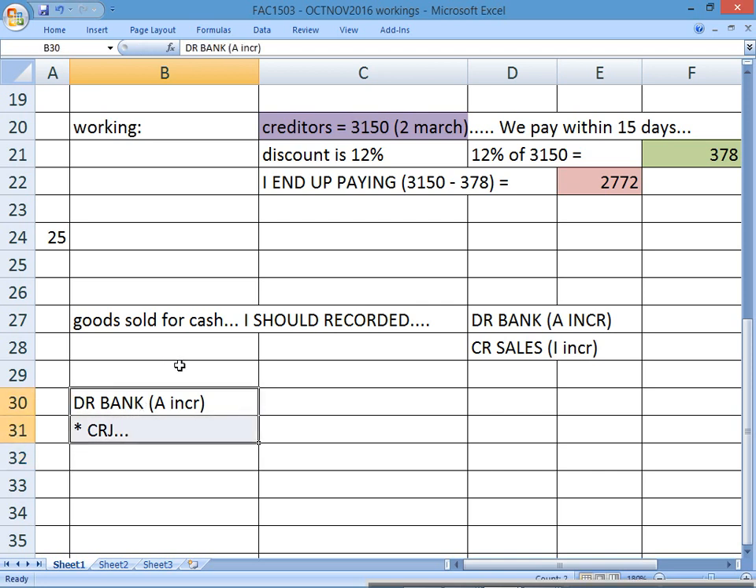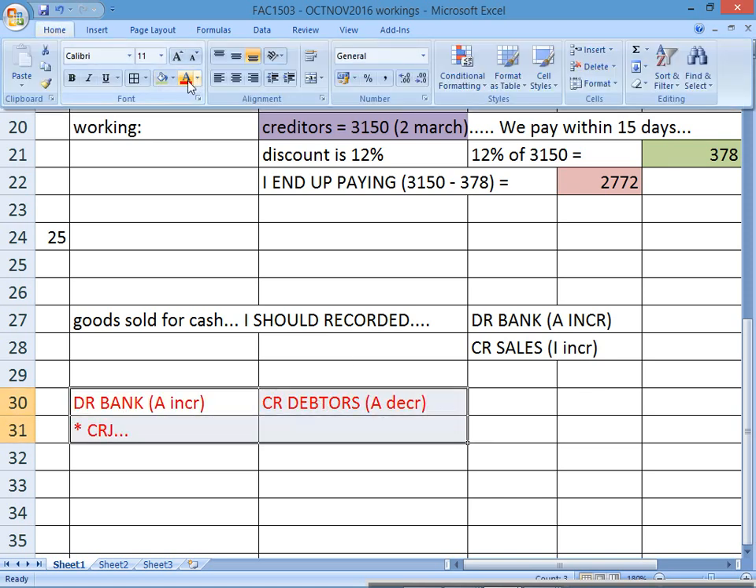Bank always goes up, cash receipts. If you get something, it's going to increase your bank. So they said it was incorrectly recorded in that journal. And then you would have credited the debtors, asset, decrease. So this is what happened, which was the mistake.